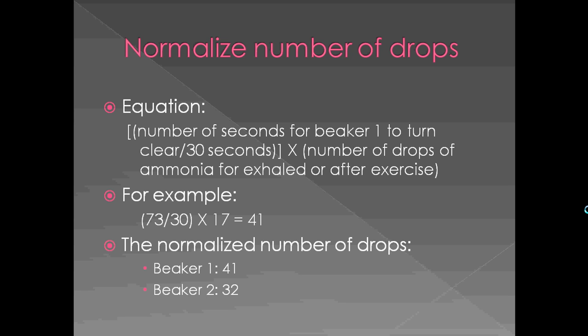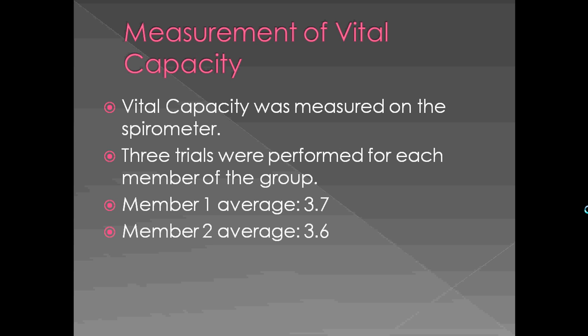To measure the vital capacity, we use the spirometer, and the vital capacity measures the amount of air we can intake into our lungs. Each member of the group used a spirometer to measure the vital capacity. 3 trials were performed for each member to get the average. Member 1's average was 3.7, and member 2's average was 3.6.